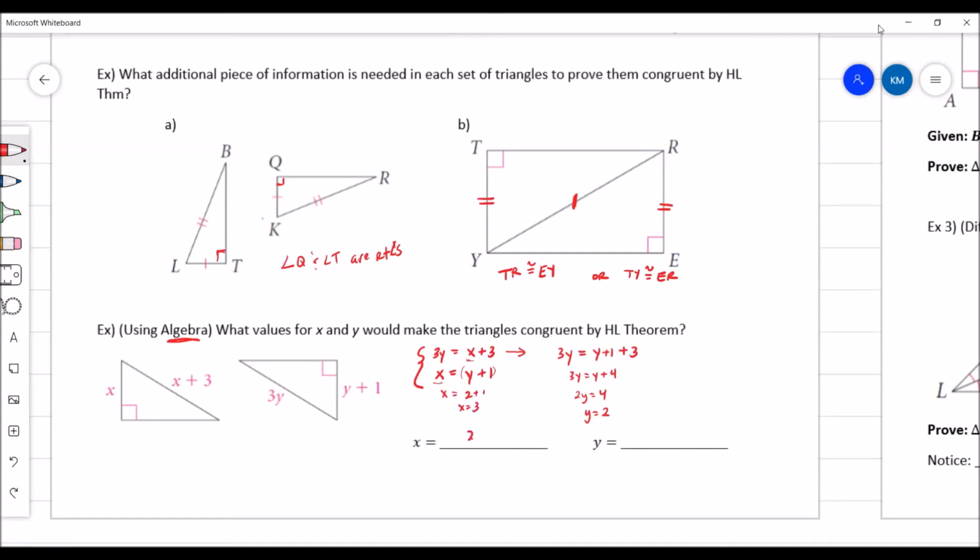And I can make sure that works. That would mean that this would be 6, and 3 plus 3 would be 6. Hypotenuses work. 2 plus 1 is 3, x is 3. Legs work. It's a right triangle. These would be congruent by the HL theorem.